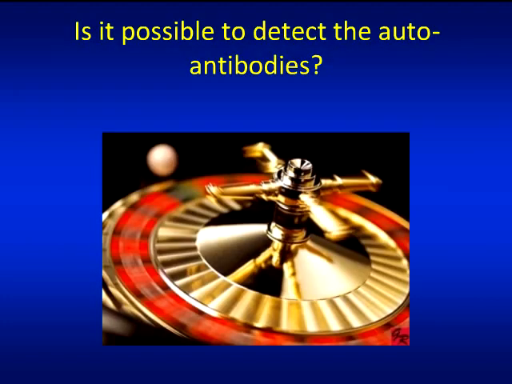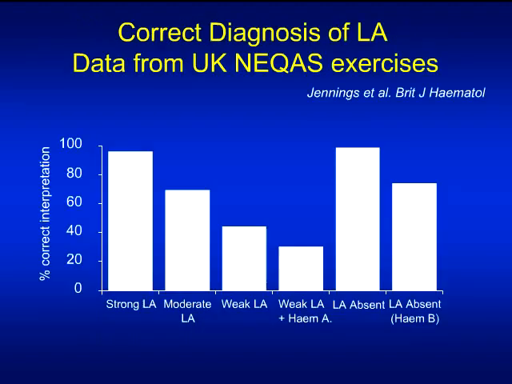So is it possible to detect these autoantibodies? Well, I think a very important publication came from the NICWAS exercises, and they looked at whether these samples were correctly interpreted or not. And here you see that if you send around a sample of a strong lupus anticoagulant, 95% of the laboratories can measure that. If you send a normal pool plasma, 95% of the laboratories can measure that. But if you send around a very weak lupus anticoagulant, so mark the area where the cutoff is, then less than 50% can determine the proper sample.